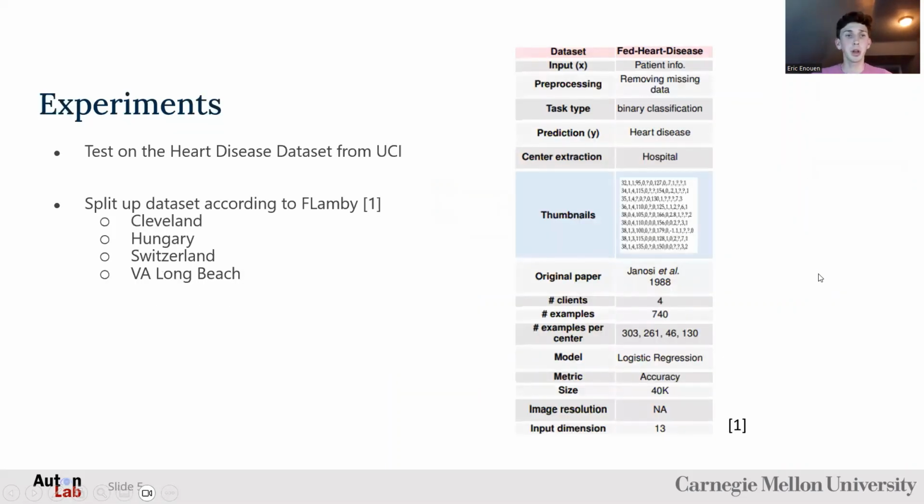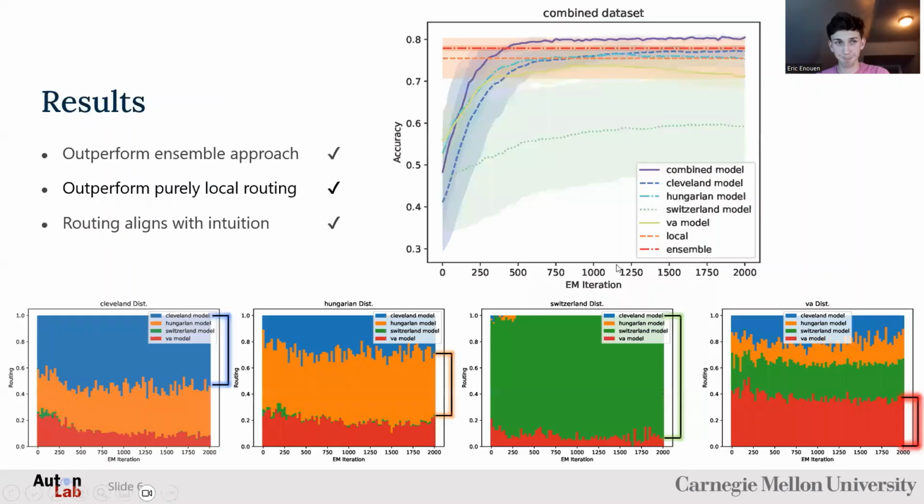So the experiments that we run are on the heart disease dataset from UCI, and we split up this dataset according to how Flamby does it. So it splits according to the natural splits. So each hospital that contributed to the dataset is siloed away. So Cleveland, Hungary, Switzerland, and VA Long Beach. And we assume that we cannot share data between these hospitals. And then the goal is to predict whether or not a patient has heart disease.